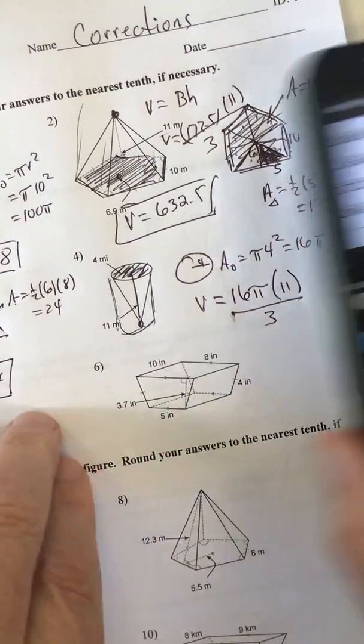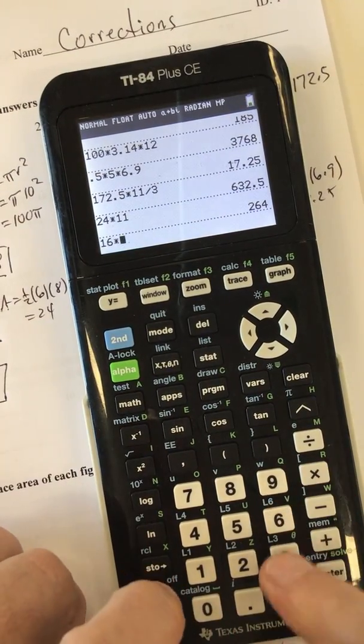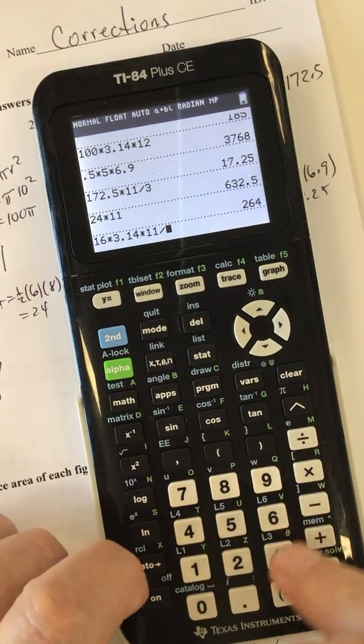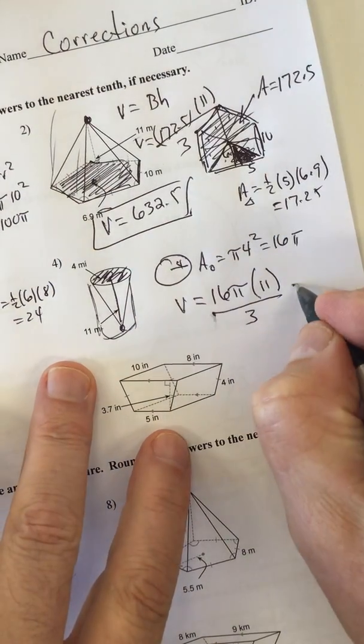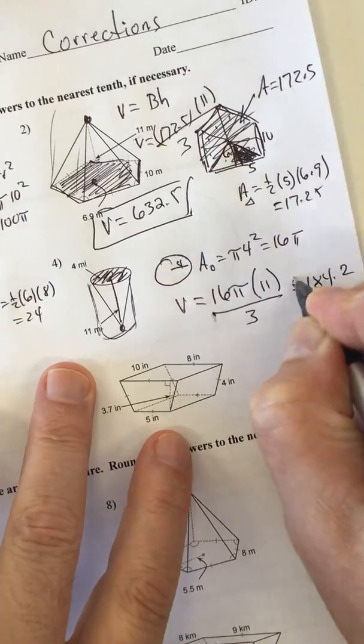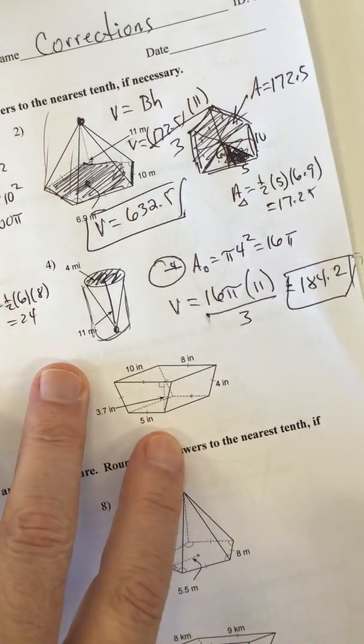Okay, 16 pi times 11 divided by 3. 16 times pi times 11 divided by 3. 184.2. Volume.